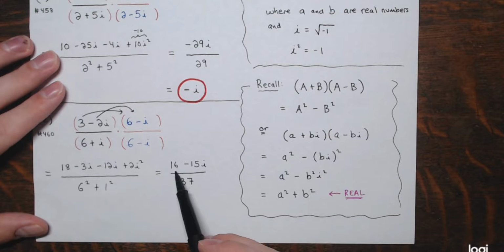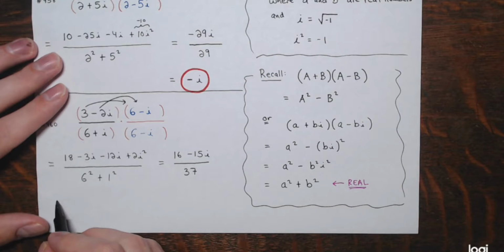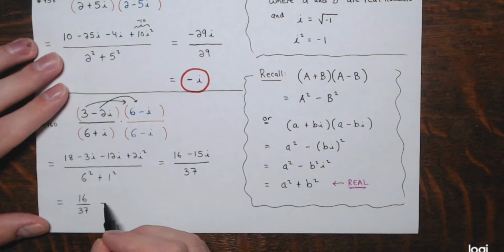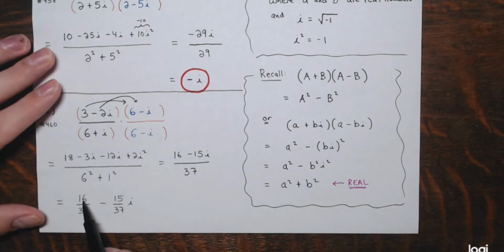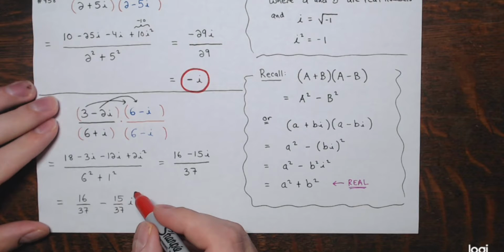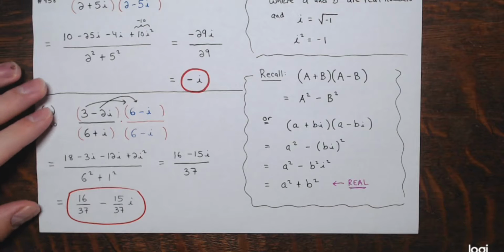So that's simple enough. But I just divide every term in the numerator by 37. So this is 16/37ths. Right, there's the real number term. And then minus 15/37ths times i. Right, there's the imaginary number term. And these fractions, 16/37ths and 15/37ths, those do not simplify any further. So I'm done. Right, this is the final result of dividing 3 minus 2i by 6 plus i.